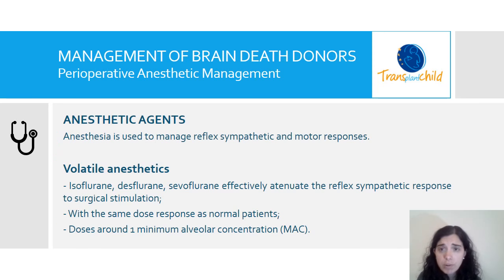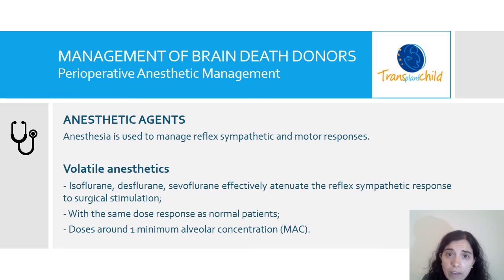Is anesthesia important in brain death? Yes, it is. The brain death organ donor usually has a functioning spinal cord and thus may exhibit unregulated spinal reflexes in response to stimulation. Anesthesia is used to manage reflex sympathetic and motor responses.